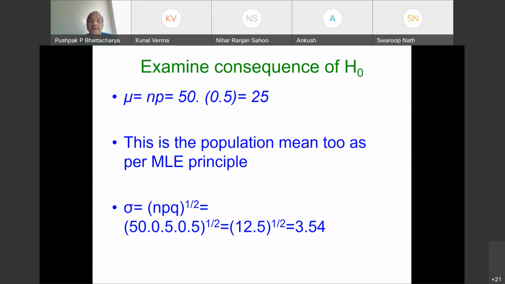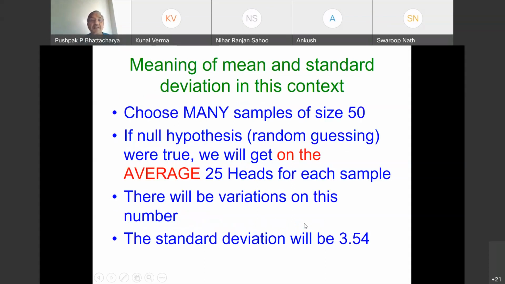Okay, and the standard deviation is n into p into q to the power half. This is as per the binomial distribution. So 50 into 0.5 into 0.5, square root of that is square root of 12.5, which is 3.54. What does it mean? Okay, this is explained in the next slide.